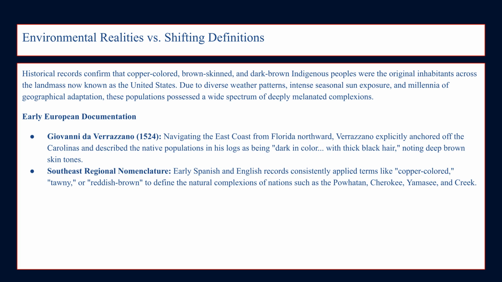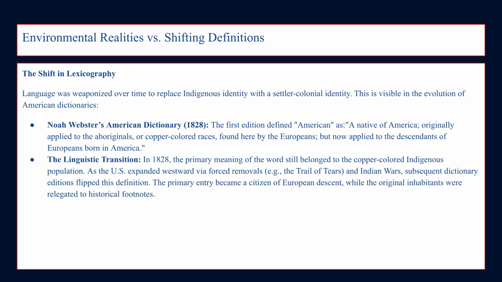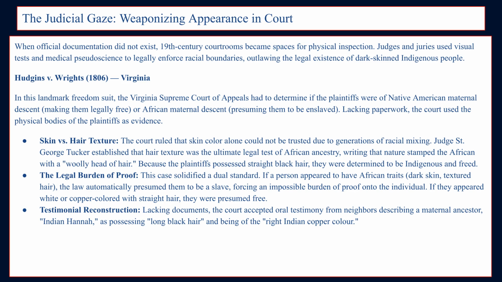Early European documentation often recorded the diverse, melanated complexions of indigenous peoples. However, these natural descriptions would later be challenged by shifting definitions and political agendas. Lexicography played a role in this transformation. Dictionaries evolved over the 19th century, gradually shifting the definition of American away from original indigenous inhabitants toward a settler colonial identity. In the absence of documentation, 19th century courtrooms became sites for physical inspection.